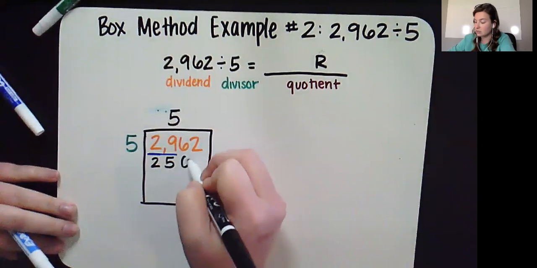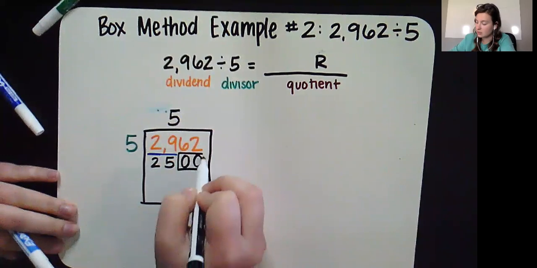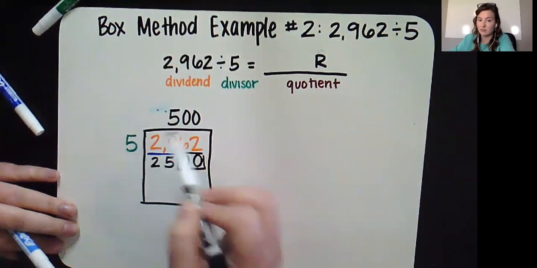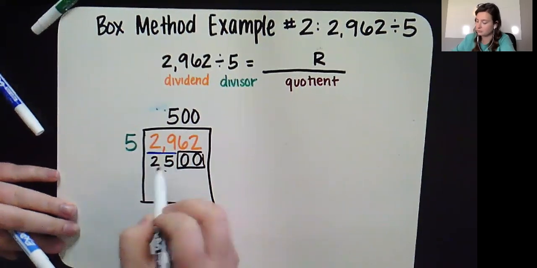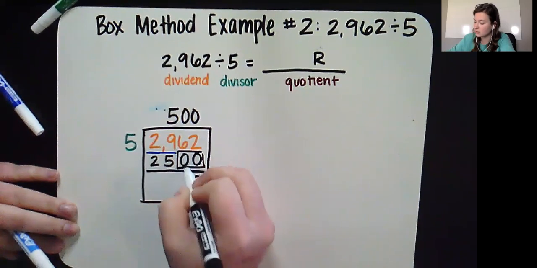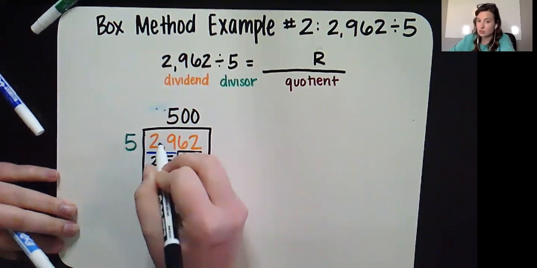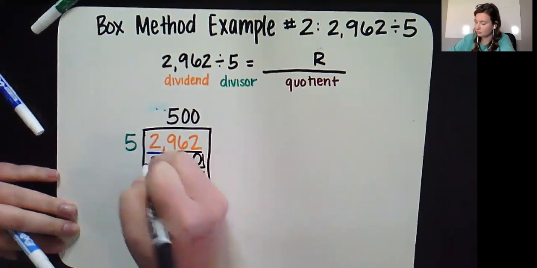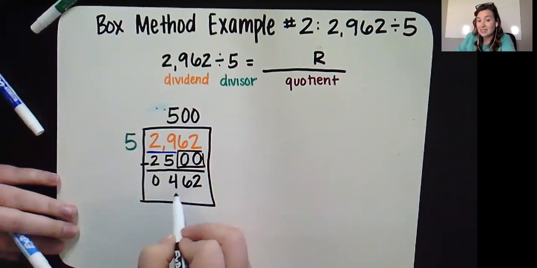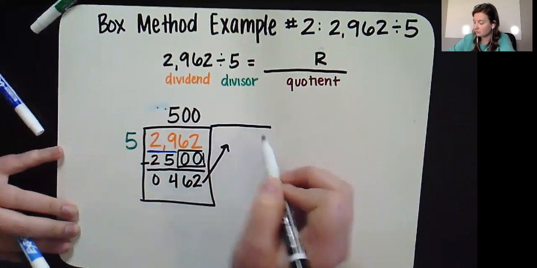Now what I need to do is put my 2 zeros here. To finish that up, I'm also going to put those 2 zeros up top. So 5 times 5 would give me 2,500. Now let's subtract. 2 minus 0 is 2. 6 minus 0 is 6. 9 minus 5 is 4. 2 minus 2 is 0. Subtraction sign there. So this is the new number I'm going to work with in this box.